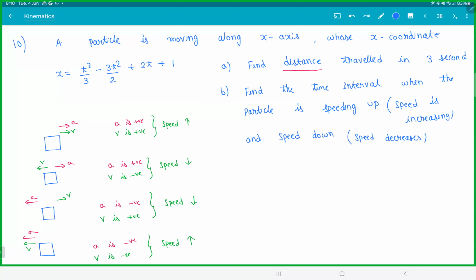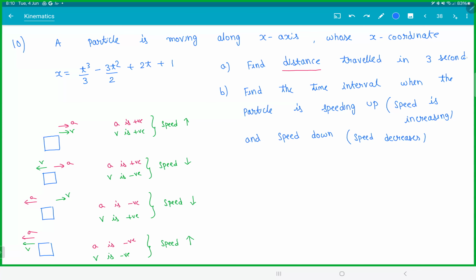In 3 seconds. If it is third second, I'll say third second. What do you mean by distance traveled in third second? I got your point. It is not 5/2. You fell into the trap. No, Devansh, that's not the answer.